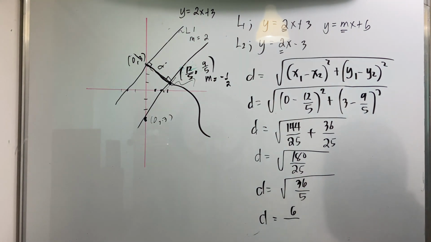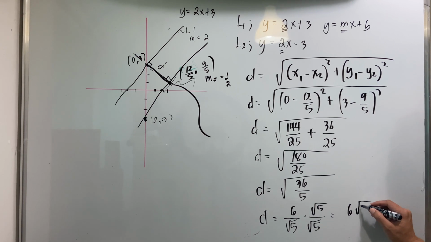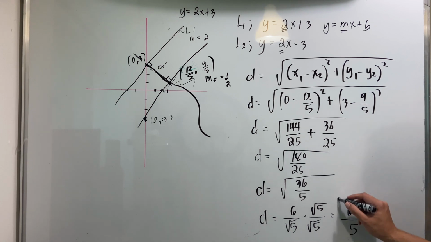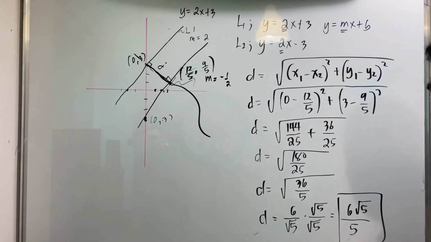or d is equal to 6 over square root of 5, because the square root of 36 is 6. So we have to rationalize, so multiply by the square root of 5 over square root of 5. So that means we have a distance of 6 square root of 5 over 5. Okay, so if you don't have a calculator, we can leave our answer as this, 6 times square root of 5 over 5.